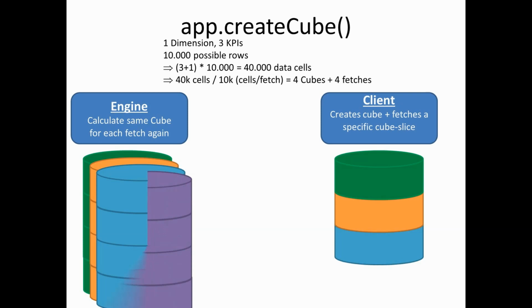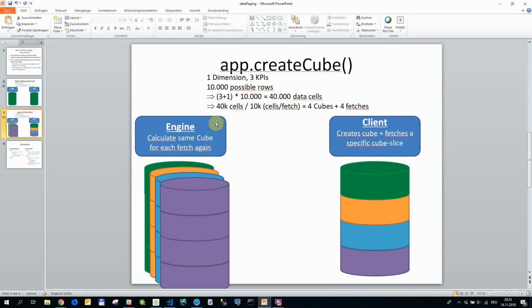The same for the last hypercube slice. And this is the major difference why it takes so much longer time using createCube than using the getData function. And why is it working like this? I can answer you this question.